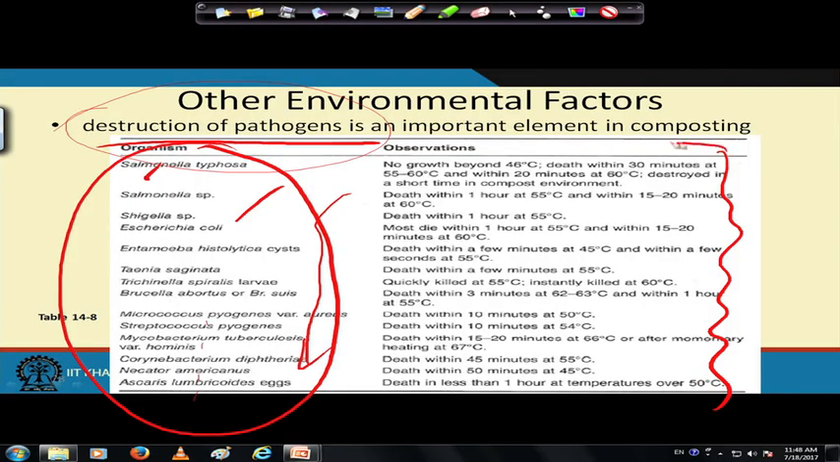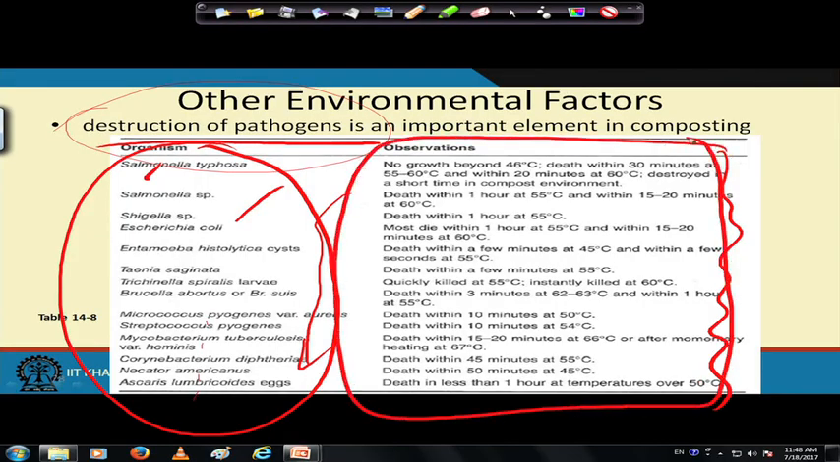As you can see from this chart, if you keep it at 65 degrees centigrade for 1 hour, all these pathogens die away. As you can see, no growth beyond 46 degrees, and up to 60 degrees, death within 1 hour at 55, and 15 to 20 minutes at 60. So if you keep it above 60 to 65, most of these pathogens will die, and you will have a cleaner compost from a pathogen perspective.